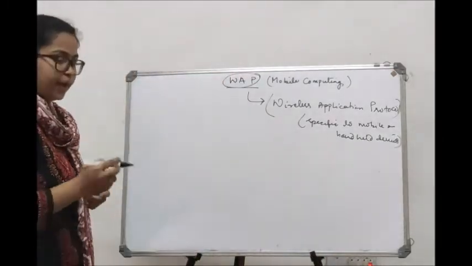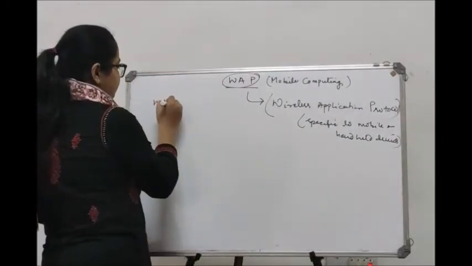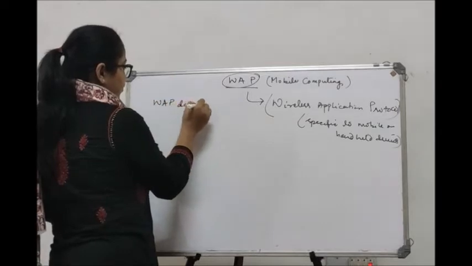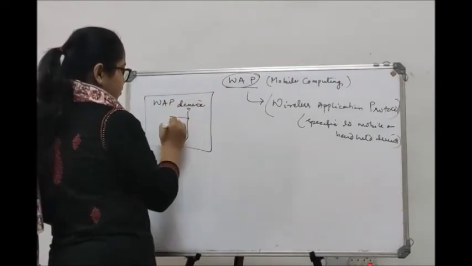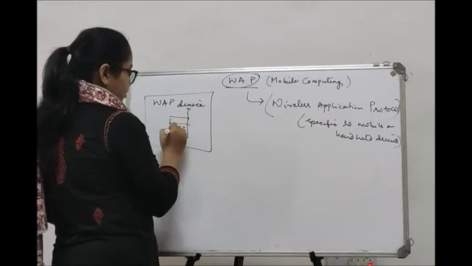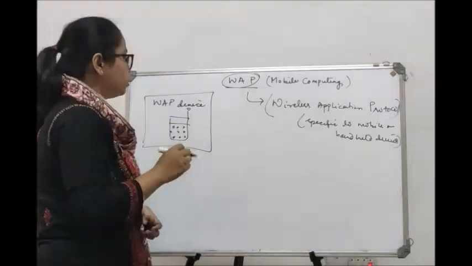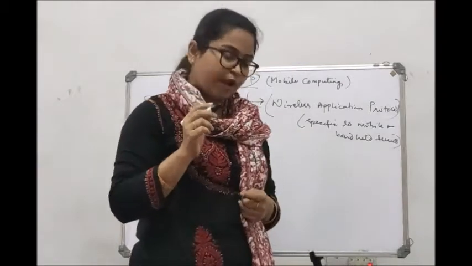So, how does WAP architecture take place? First, there must be a WAP device. Suppose this is the client device, and this is the display. I'm just drawing the device. Suppose this is a WAP device.